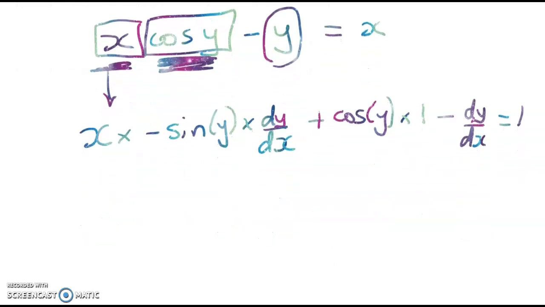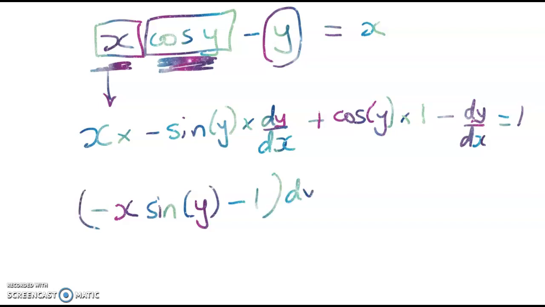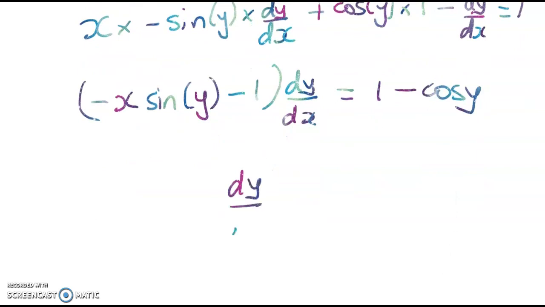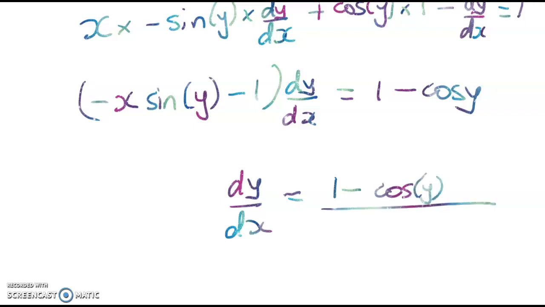Then I just need to be a little bit careful with collecting up and cleaning up my terms. I get negative x sine y minus 1, times dy by dx, is equal to 1 minus cos y. So that gives me a final answer of dy by dx is equal to 1 minus cos y over negative x sine y minus 1.